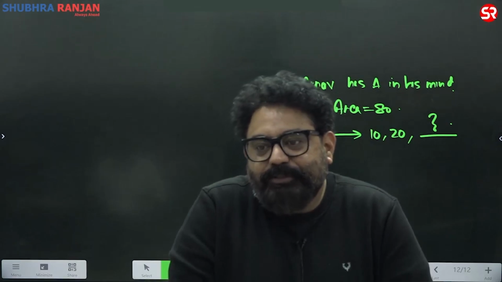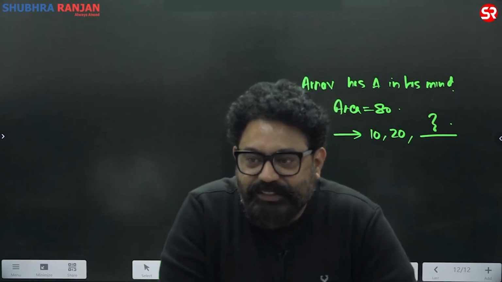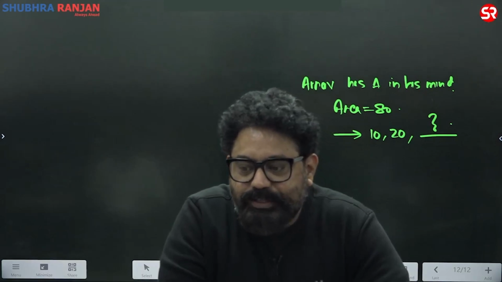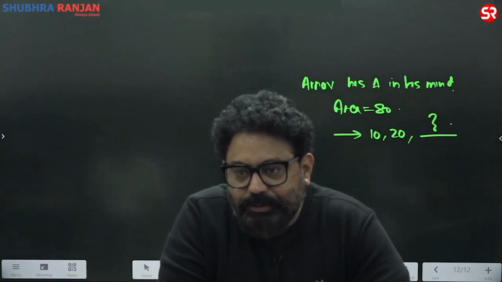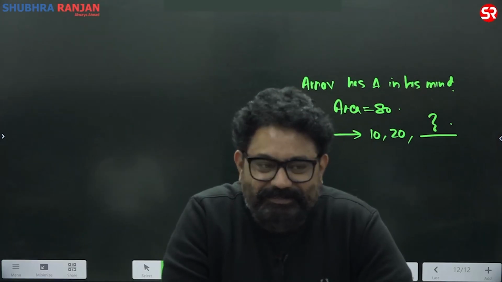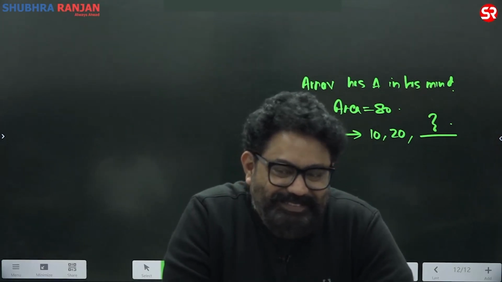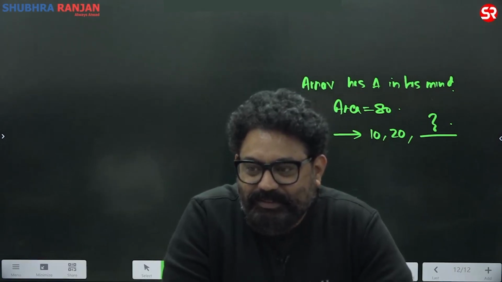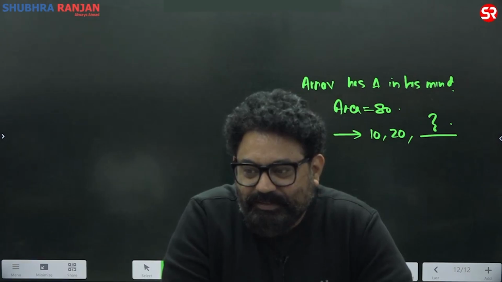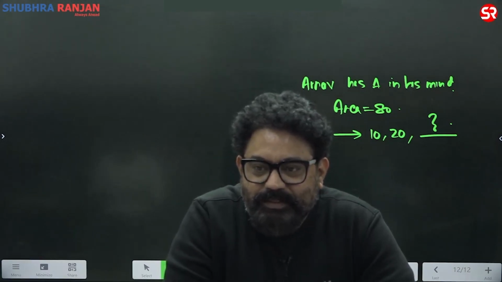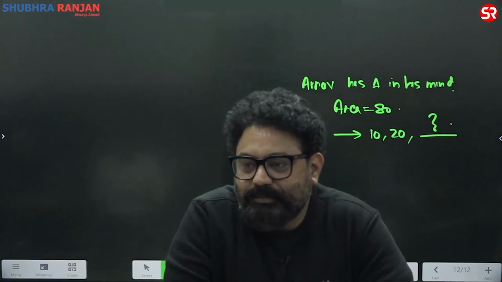Why? Because if you say 80 is equal to under root of s into s minus a, s minus b, s minus c, it would be a biquadratic equation of degree 4. You cannot solve it in your dreams also. Then also it won't work. No, there is no formula. This is a 9th class question.